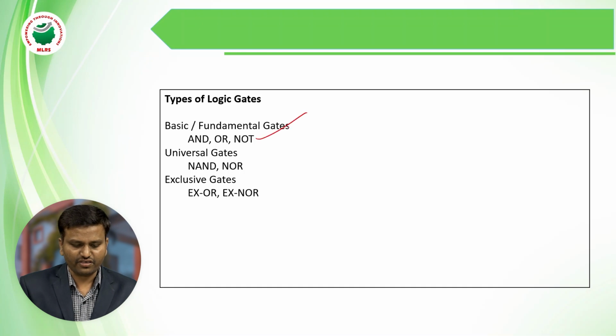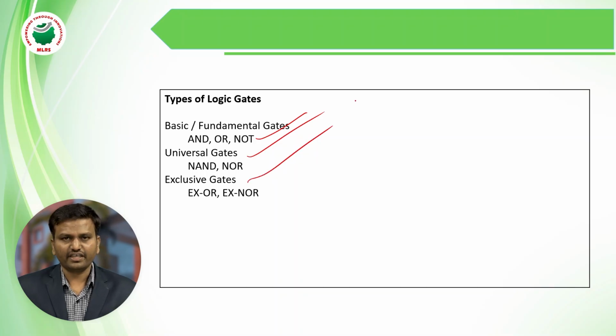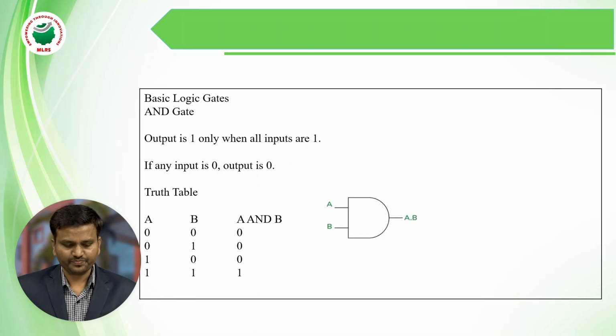The types of logic gates are majorly divided into AND, OR, NOT. The universal gates are NAND and NOR, and the exclusive gates are XOR and XNOR. We'll see the truth tables and digital logic symbols also.